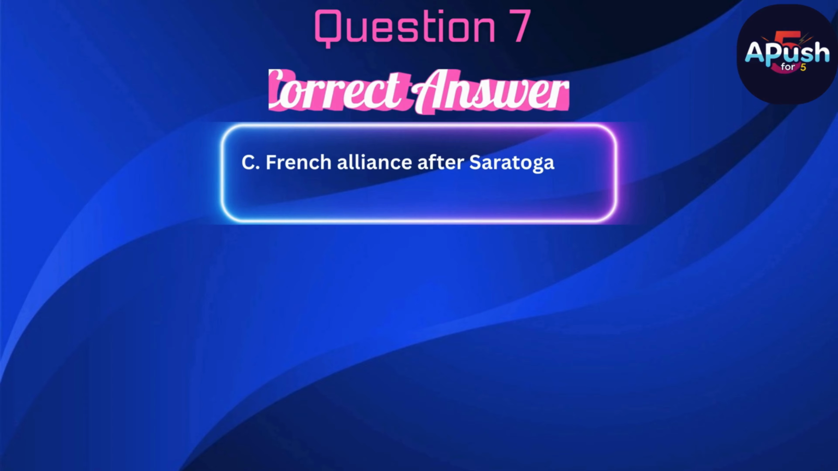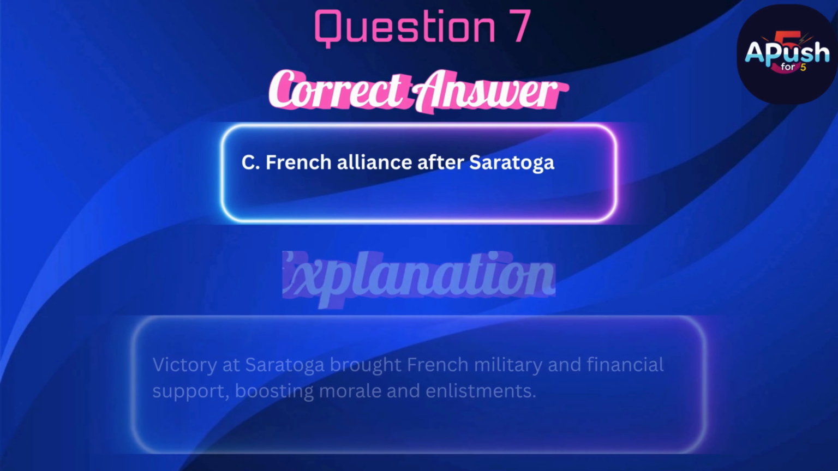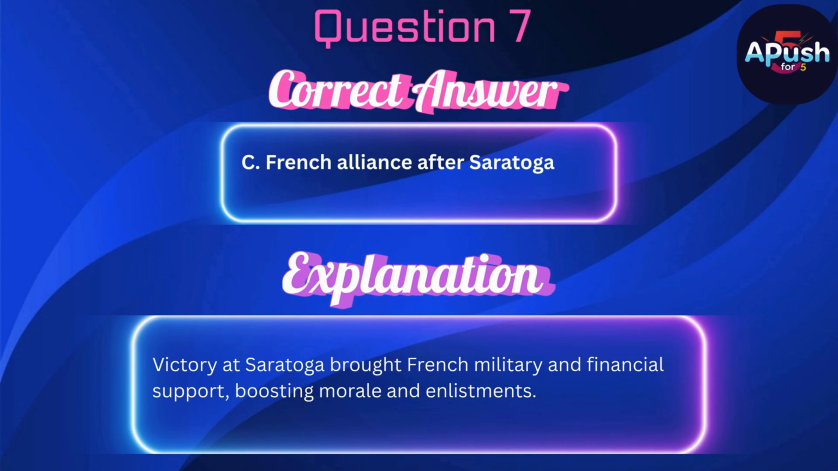Answer: C. French alliance after Saratoga. Victory at Saratoga brought French military and financial support, boosting morale and enlistments.